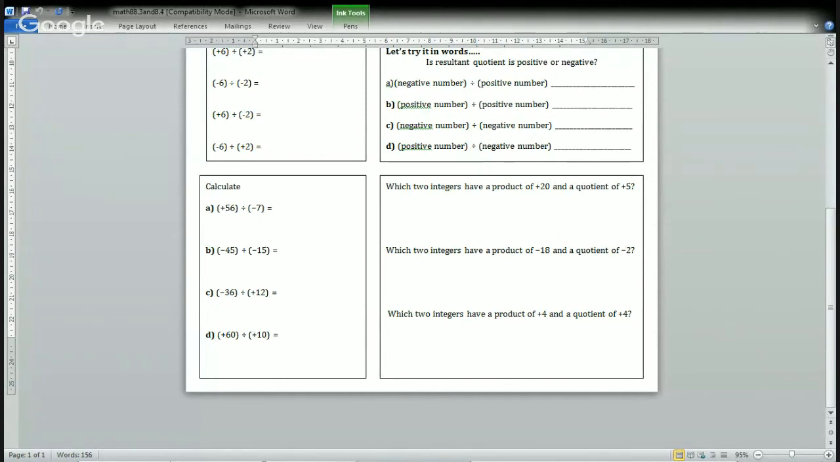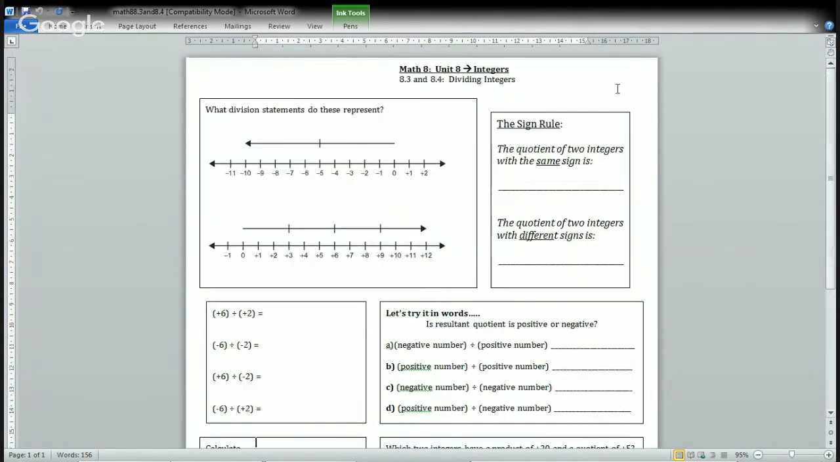Okay, welcome back. Let me just meet you here on the page. So we're going to talk about dividing integers now. It corresponds to sections 8.3 and 8.4 if you're following along in your Math Links textbook.